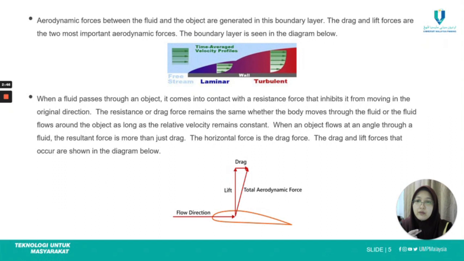Next, aerodynamic forces between the fluid and the object are generated in this boundary layer. The drag and the lift forces are the two most important aerodynamic forces. The diagram below shows the boundary layer. When a fluid passes through an object, it comes into contact with resistant forces that inhibit it from moving in the original direction. This diagram below shows the drag and lift forces that occur.